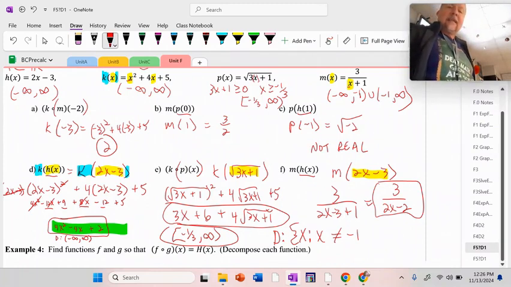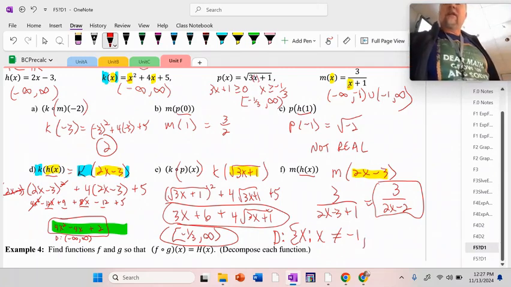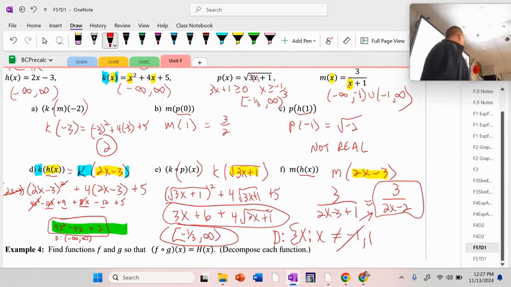But wait, what else can't x equal? What would give me a 0 in the bottom on this one? 1. So here's what's weird about this. If you didn't hear what I said first, this is not a domain issue for this. So someone might have left that out at the end if they just look at the end.